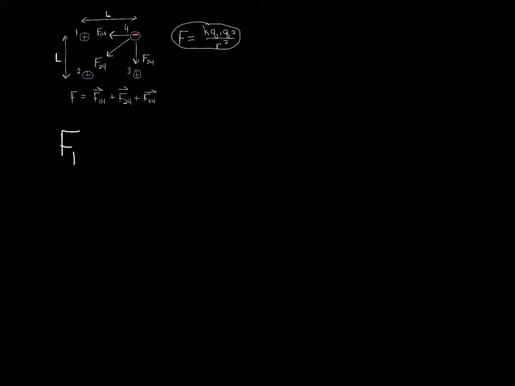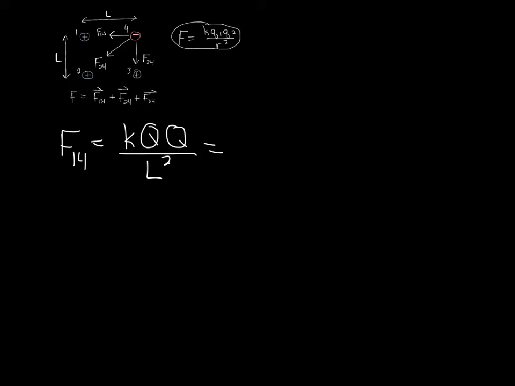F of 1 on 4 is going to be equal to, according to Coulomb's Law, K times charge 1, which we are given in this problem, let's say it's Q, times charge 4, which is also Q, all divided by the separation, the radius squared, which is going to be L squared, because L is the length of the side of this square.